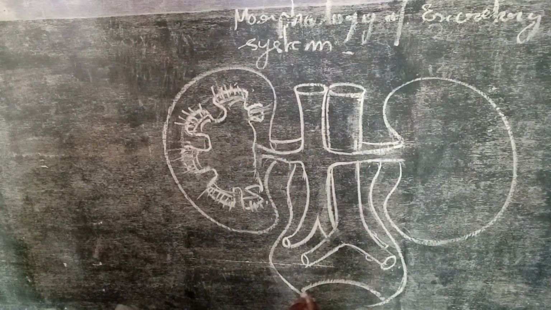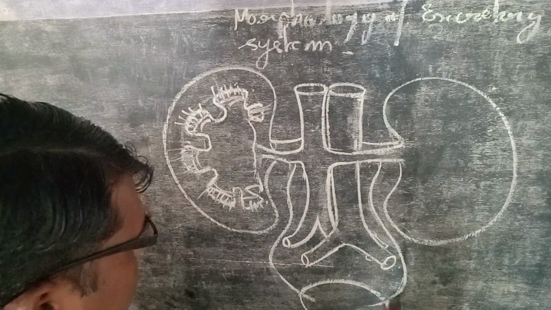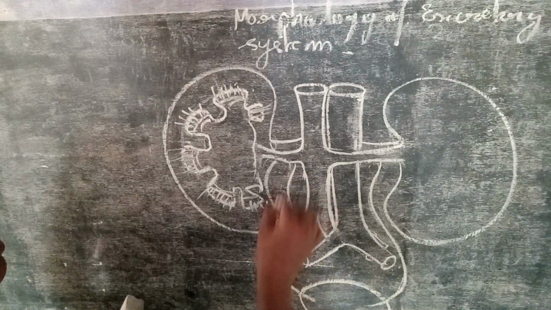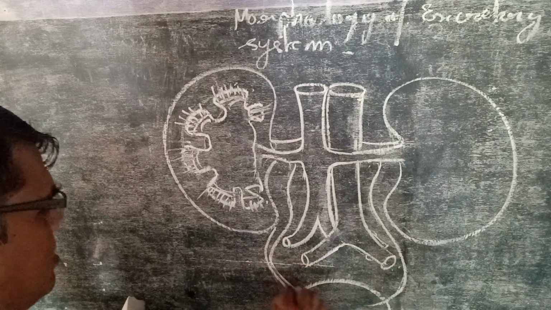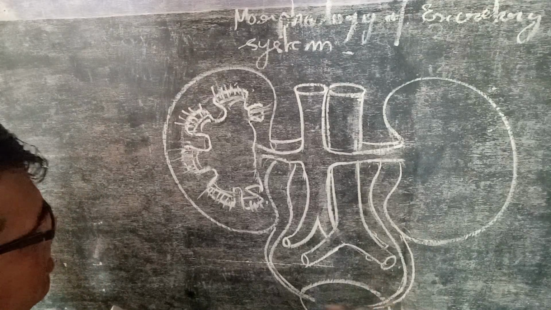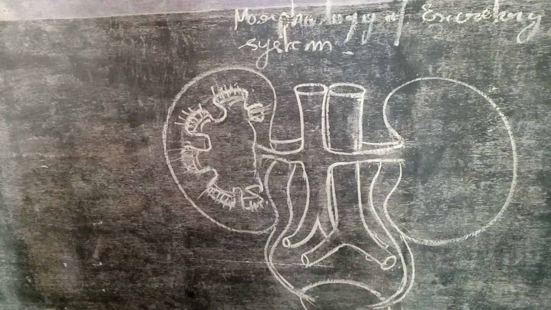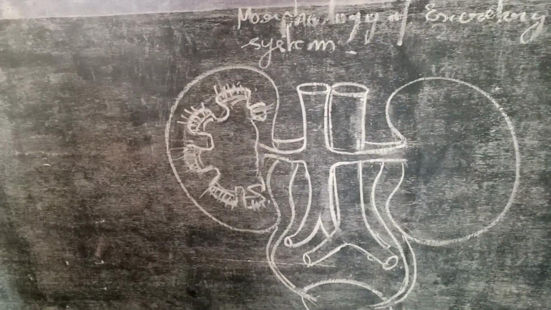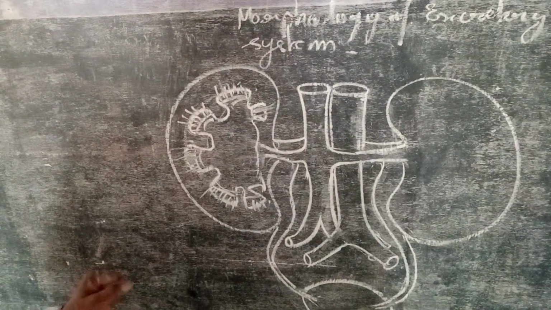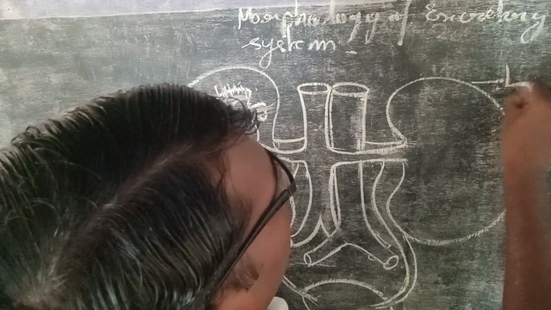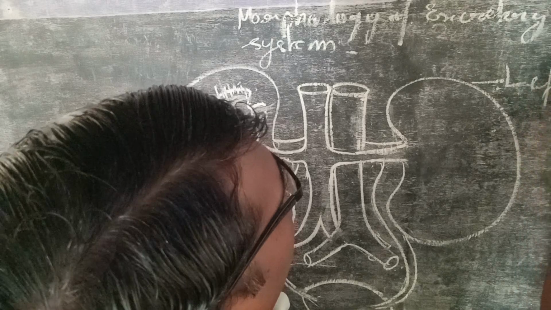Finally you will see the ureter form, and the forms connect with each other. This is the complete structure of the kidney we have drawn one by one. So we will try to label this diagrammatic representation. First of all, this part is the left kidney.